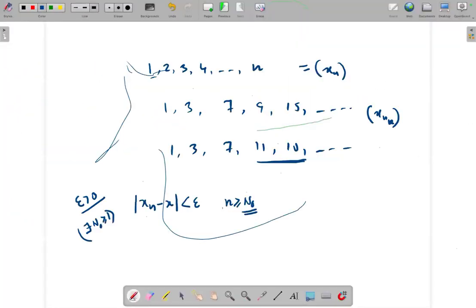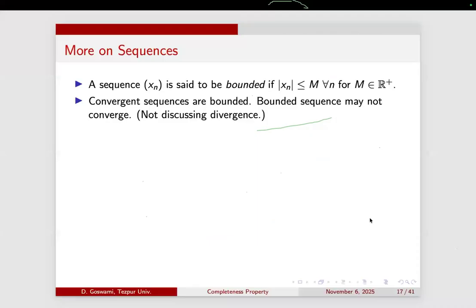For example, I can think of xn to be minus 1 to the power n. So I have a sequence which has only 1, minus 1, 1, minus 1, or minus 1, 1, minus 1, 1, minus 1, 1. This is a bounded sequence because mod of xn equals 1, but it does not converge. So a bounded sequence may not converge.